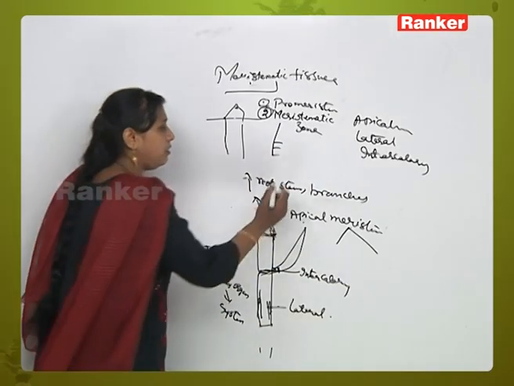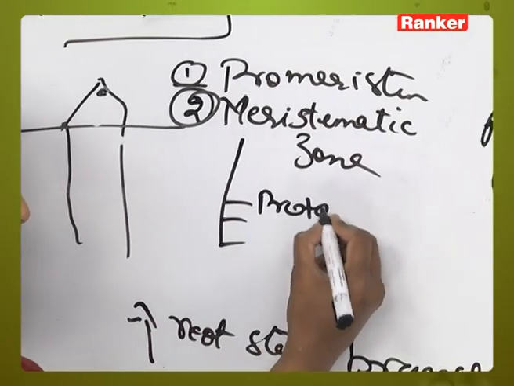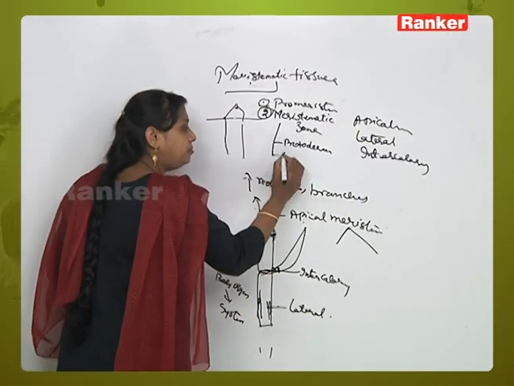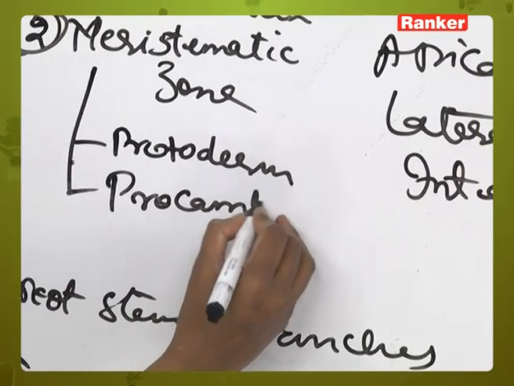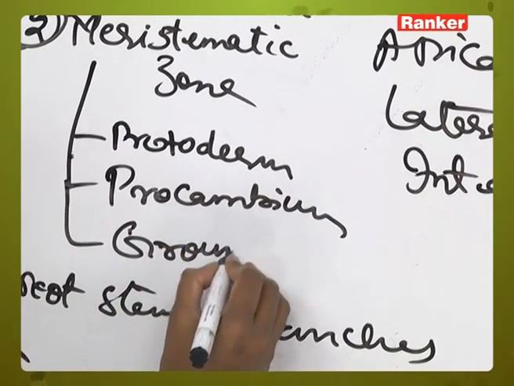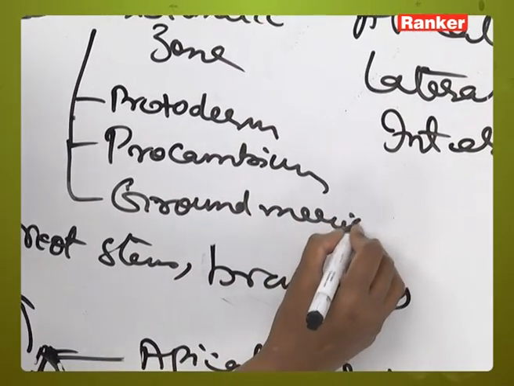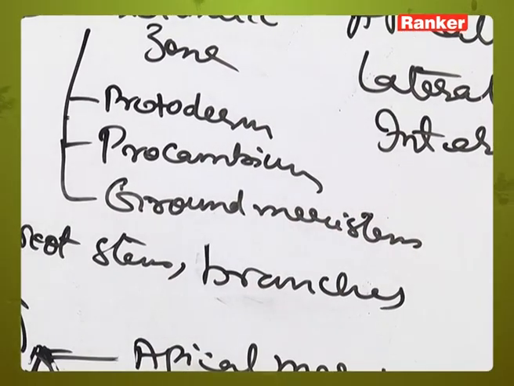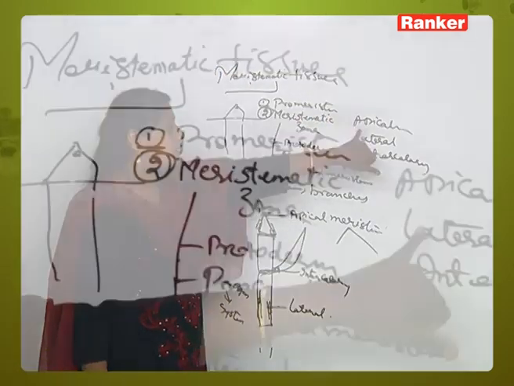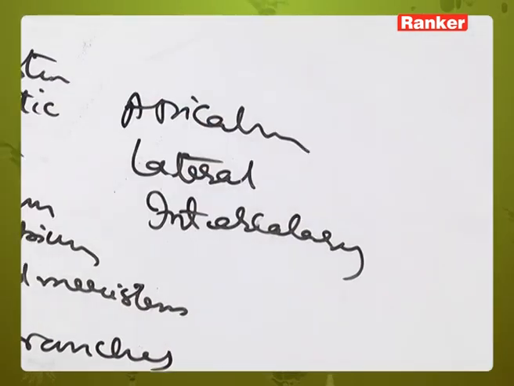What are those? These are divided into protoderm. It is again divided into procambium, and again divided into ground meristem. Meristematic tissue on the basis of position has three types: apical, lateral, intercalary. First we are talking about apical meristem.